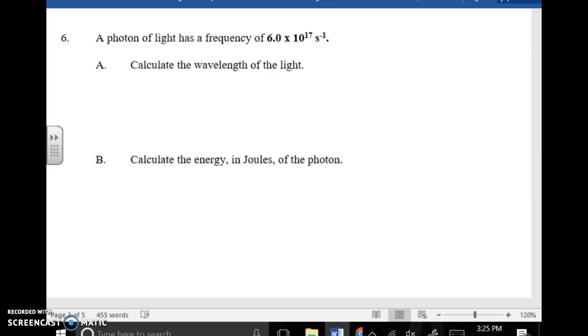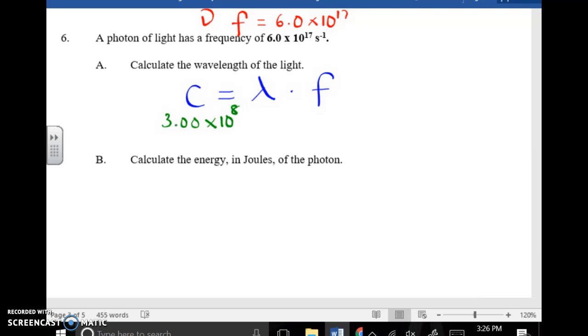Moving right along to number 6. A photon of light has a frequency of 6.0 times 10 to the 17. Frequency is f, or also the Greek symbol for frequency. So that's something we know. Recall there are two formulas for light. Wavelength is related to frequency through the speed of light equals wavelength times frequency. Speed of light is always given to you as 3.00 times 10 to the 8th meters per second.